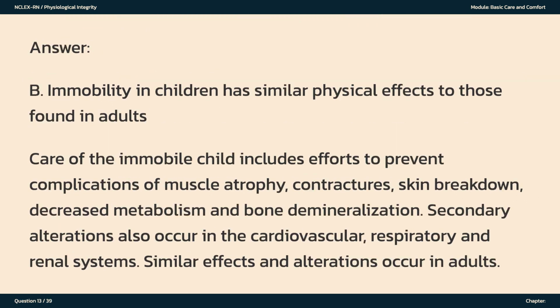The answer is B. Immobility in children has similar physical effects to those found in adults. Care of the immobile child includes efforts to prevent complications of muscle atrophy, contractures, skin breakdown, decreased metabolism and bone demineralization. Secondary alterations also occur in the cardiovascular, respiratory and renal systems. Similar effects and alterations occur in adults.